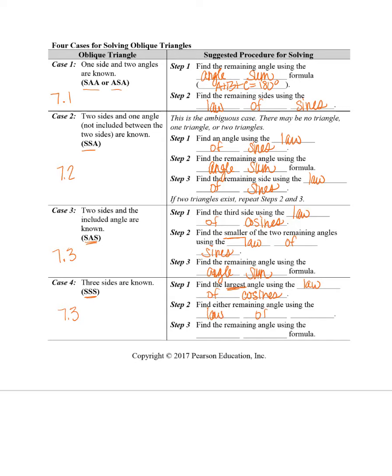You know that you're only going to have 1 obtuse angle if there is an obtuse angle. The rest would have to be acute. So we find either of the remaining angles using the law of sines and then find the remaining angle using the angle sum formula.